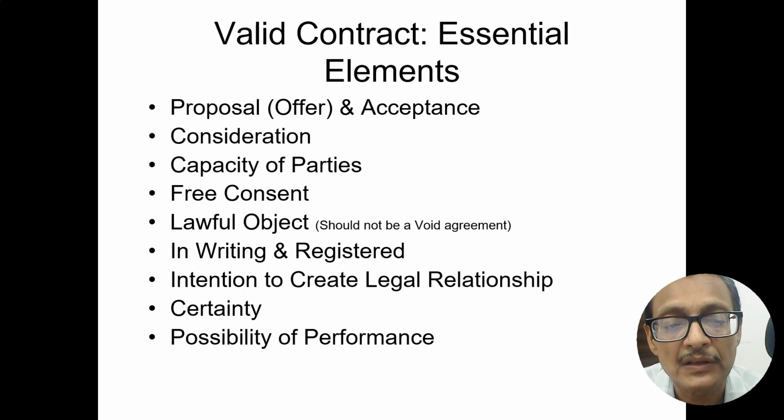Now, if the customer agrees with the offer, then there is acceptance. Consideration, the second one, refers to a mutual exchange of benefits. For example, the seller will receive money and the buyer will receive goods or services. Capacity of parties, we will deal with this a little bit in detail later on. It refers to the competency of the parties, that is, for example, the buyer and the seller. Free consent is whether the parties are agreeing to the contract without any pressure or force. Then we have lawful object, where the object of the contract is valid and it is not void.